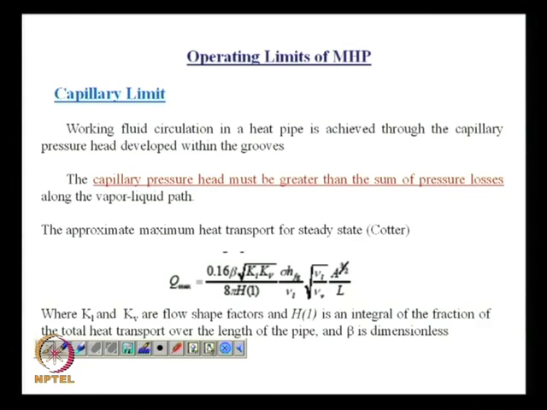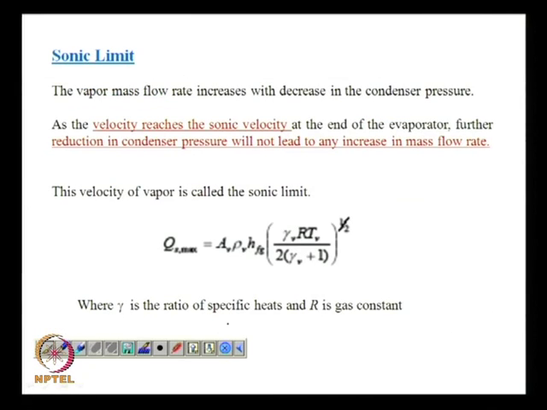So, let us go to the next limit that one can think of. It is called the sonic limit. Now, if you increase the heat flux to the evaporator, vapors are going to be generated. The volume of vapor generated per unit volume of liquid evaporated is very large. So, through the channel available for the vapor to flow towards the condenser section, it is going to travel at high speed towards the condenser.